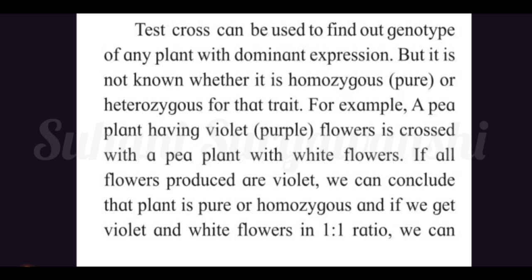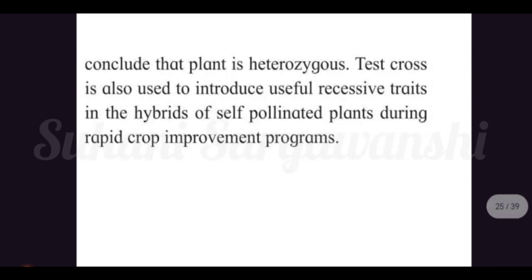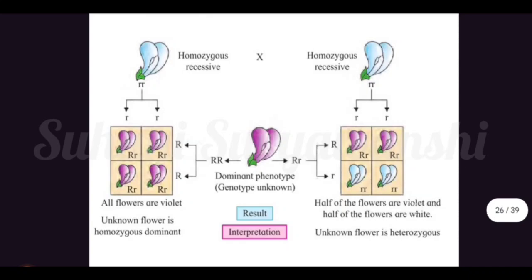For example, a pea plant having violet flowers is crossed with a pea plant with white flowers. If all flowers produced are violet, we can conclude that the plant is pure or homozygous, and if we get violet and white flowers in a 1:1 ratio, then we can conclude that the plant is heterozygous. In this way, a test cross is also used to introduce useful recessive traits in hybrids of self-pollinated plants during rapid crop improvement programs. If you want, you just have to take a screenshot, or you can also check this in your textbook.